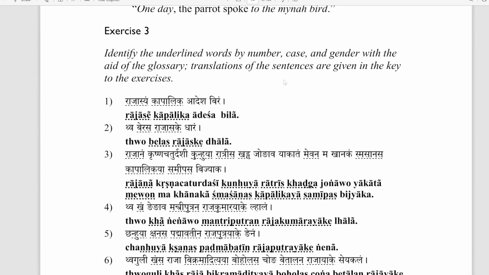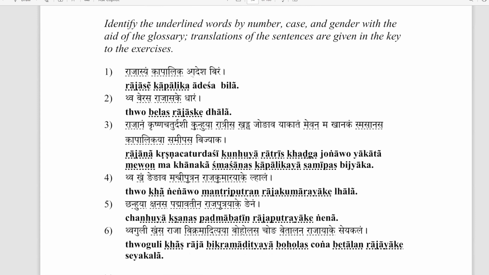Okay, so now we get to the exercise. All of these sentences are quite difficult. Not every one of them, but some of them are quite difficult. So our task is just to identify the underlined words by number, case, and gender. We don't have gender at all, so we don't need to talk about it. So it would be pretty good if we can analyze the sentence and tell the number and case of the underlined words.